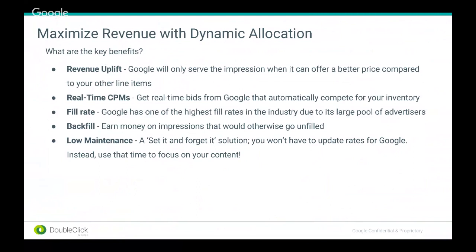Now, this is especially important when a line item has been set up as a guaranteed, because the ad network may not always fill the impressions. So rather than leaving them unfilled, it's much better to allow an AdSense buyer to bid on the ad. However, the key here is to limit the amount of backfill, because due to latency and loss of targeting information on the passback, this impacts the impression and hence results in a much lower CPM. And then the final benefit being low maintenance. As you don't have to update any rates for Google, you can take the approach of set it and forget it. Instead, you can use the time to focus on your content.